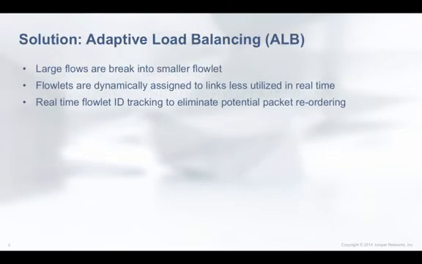So the solution for the elephant and mice problem is adaptive load balancing with AFS technology. Well, the algorithm is complicated, but the idea is simple. You slice the large elephant flows into smaller flowlets so they don't dominate the network resources. The flowlets are dynamically assigned to the link which is least utilized, and that is done in real time. And each flowlet is tracked on which path it's sent to, to eliminate potential packet reordering.